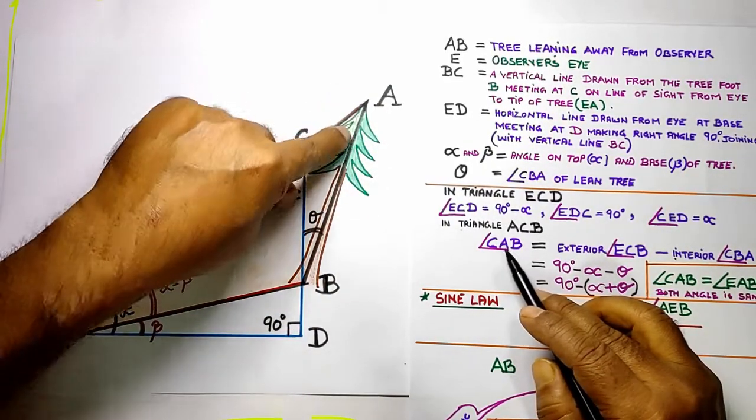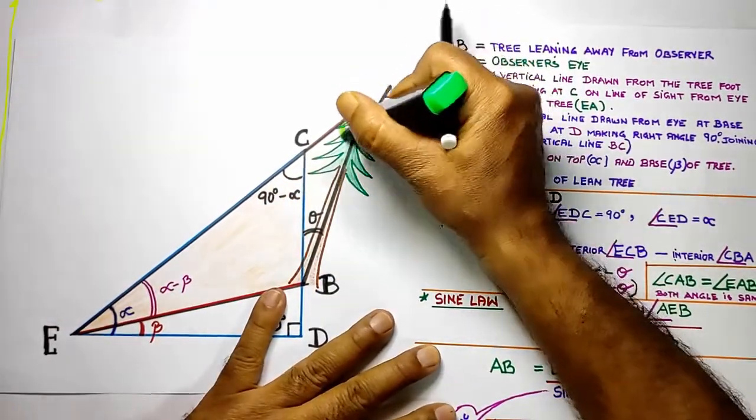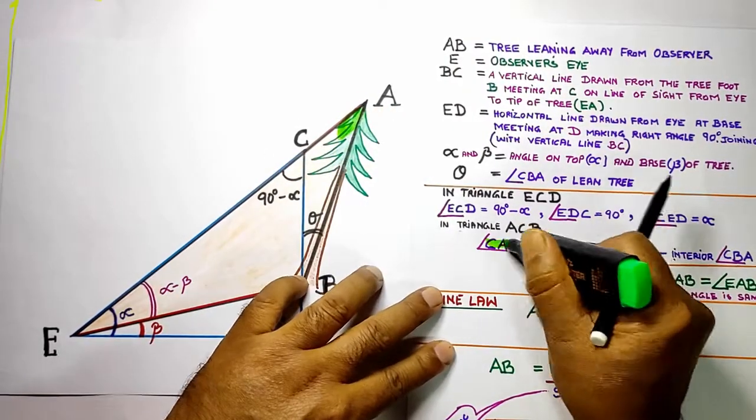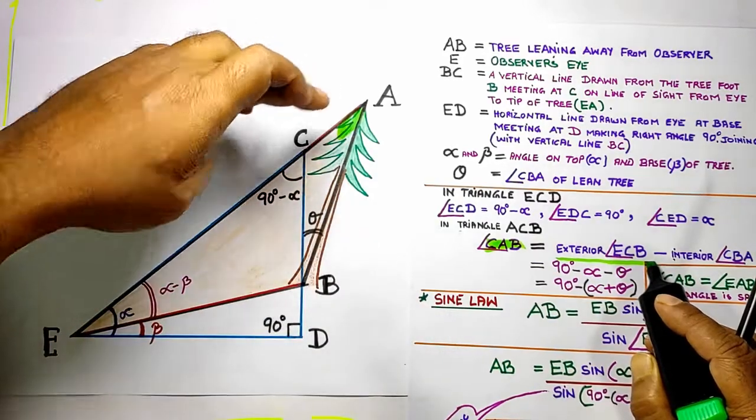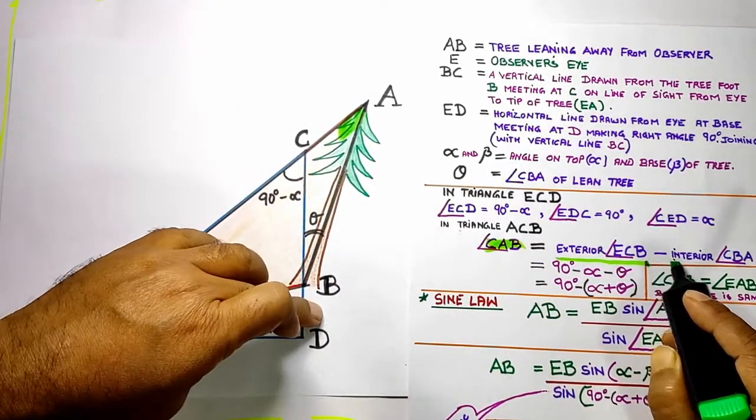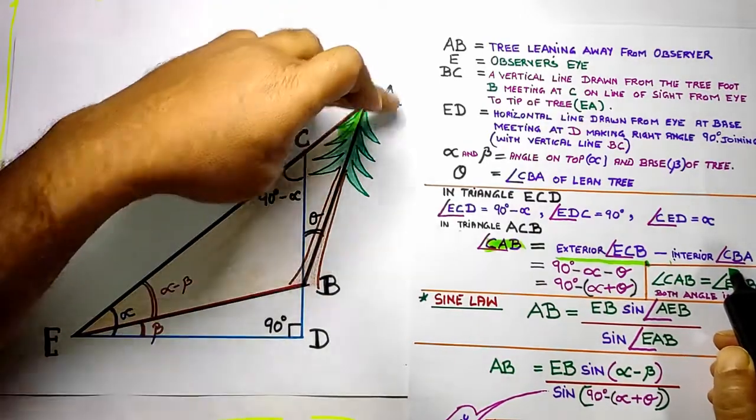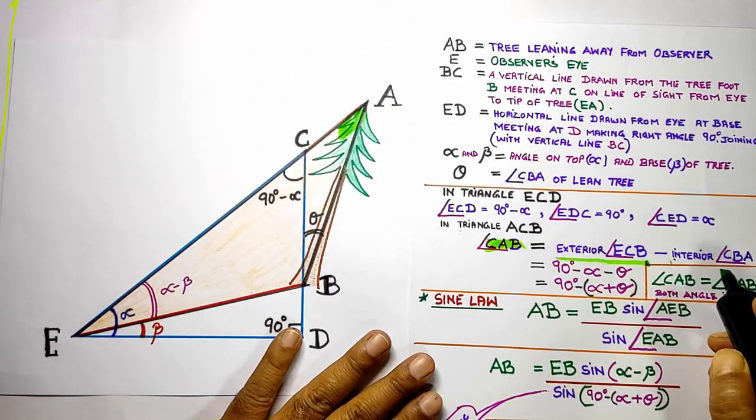CAB, this we need to find. This angle we need to find. So to find this angle CAB, what is CAB? It is exterior ECB minus interior CBA. This is the same property number 2, the exterior angle property.